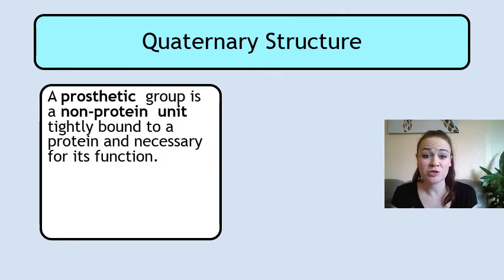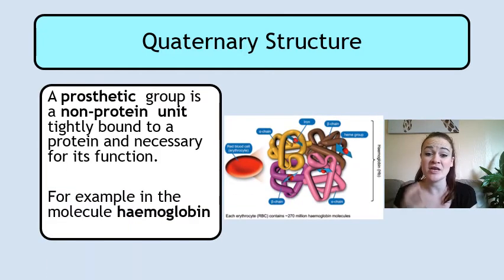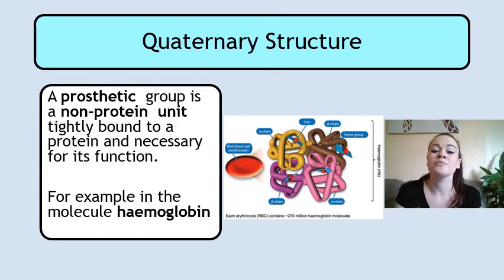Another aspect to the quaternary structure could be the presence of a prosthetic group. Now a prosthetic group is a non-protein unit that's tightly bound to a protein, and it's vital for its function. I'll just use hemoglobin as an example now, but later on in the e-learning package, if that's what you're looking at from Balerno High School, you're going to have another PowerPoint that is focused on haemoglobin. But right now, I'm just looking at haemoglobin in terms of our prosthetic group.